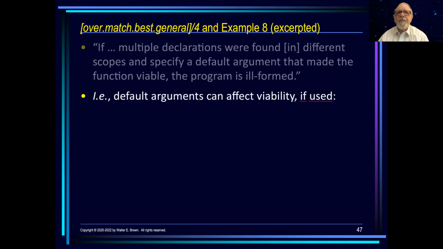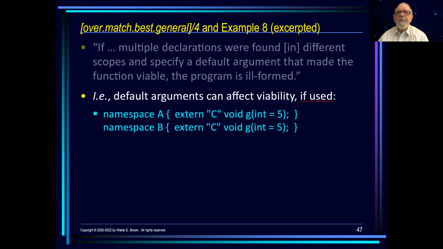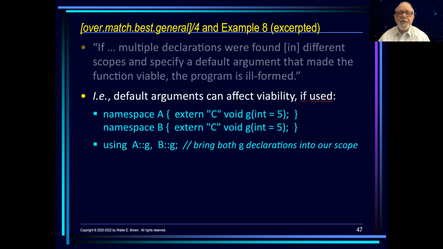Well, let's start like this. So here I have 2 distinct namespaces. Each declares a function g with the same default argument. They're both declared with extern C linkage. Now we'll use a using declaration to bring both of them into our scope. Now we have an overload set.